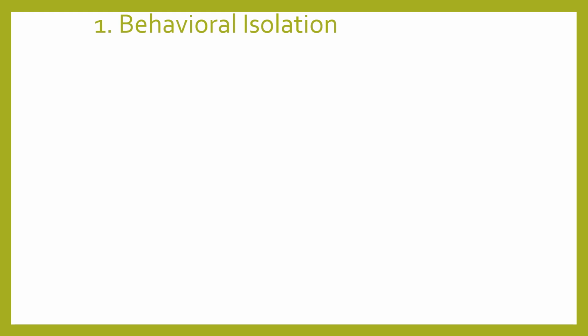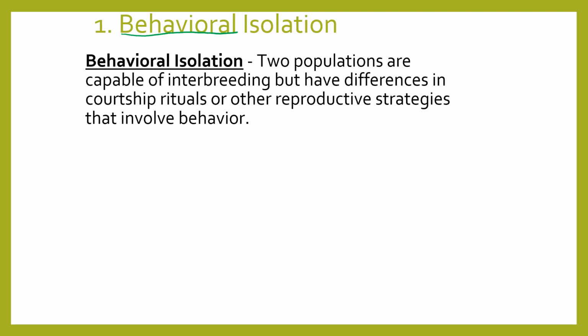So the first one is behavioral isolation. Behavioral meaning that the species most likely will not be able to breed with each other because of how they interact with each other. So due to a behavior. Let's take a look at the definition. Two populations are capable of interbreeding, but have differences in the courtship rituals or other reproductive strategies that involve behavior. So there you have it. You use that English word to define the situation.